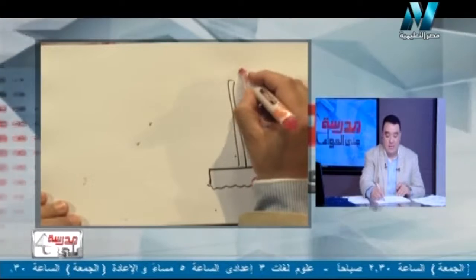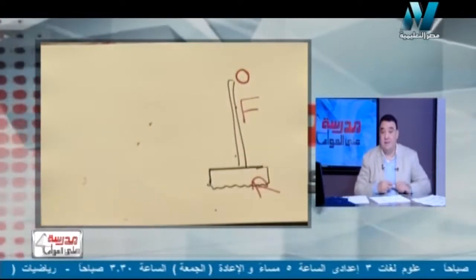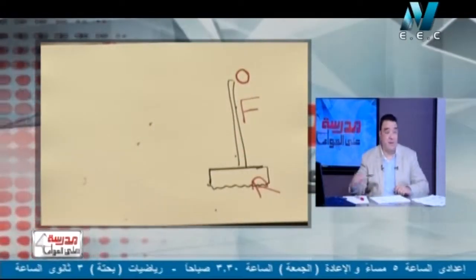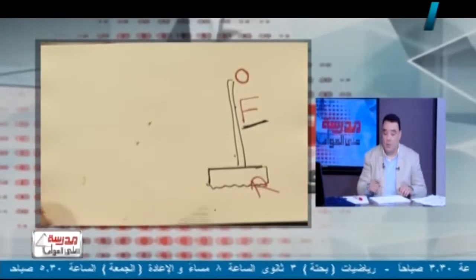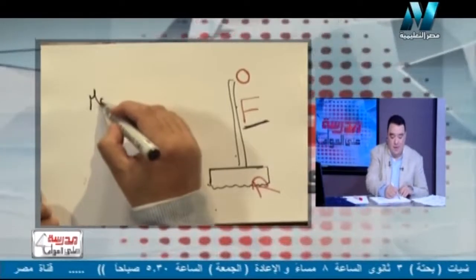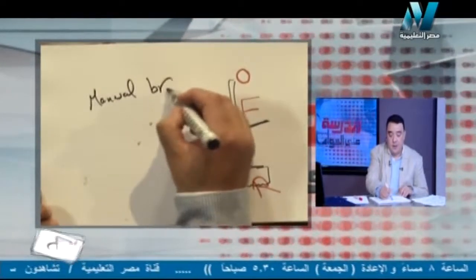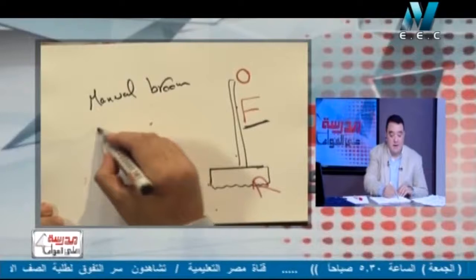And where is the fulcrum? The fulcrum is the end point of the stick, the handle of the manual broom. So it will be here. So which point is in the middle here? Surely the point in the middle will be effort force. So the manual broom will be considered from third class lever.